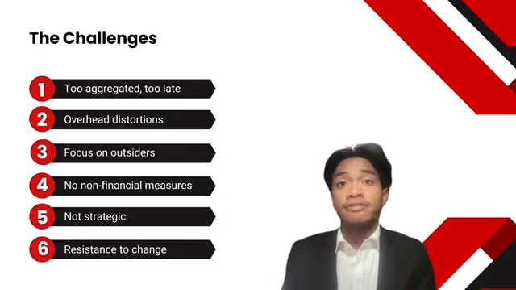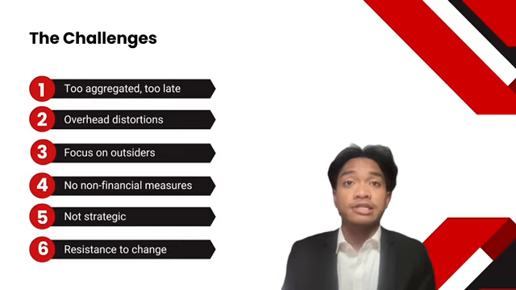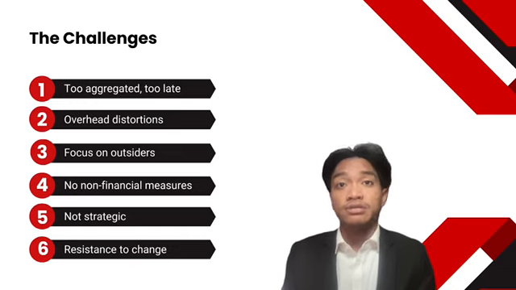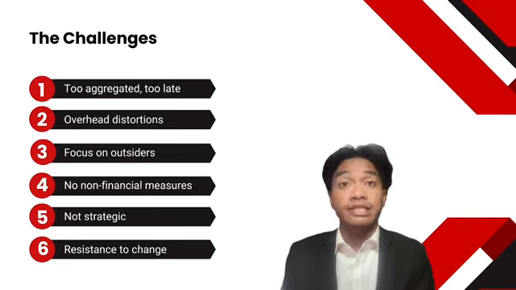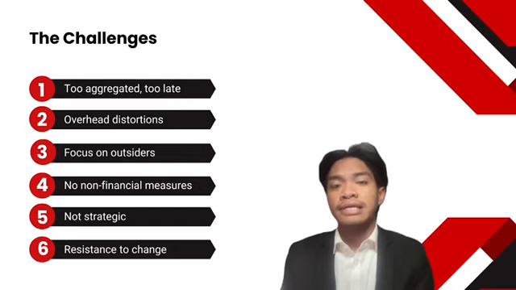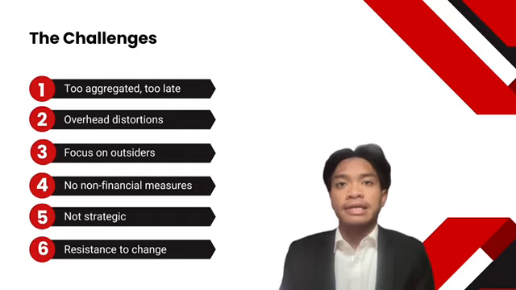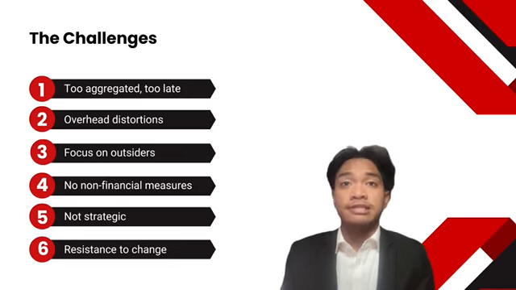And the third is focus on outsiders. Systems were designed for investors and regulators, not for managers making quick decisions. The fourth, no non-financial measures. There was nothing like customer satisfaction, product quality, and also delivery times, which were becoming key in global competition. And the fifth is not strategic. Accounting was focused on the past, not the future. And the last one is resistant to change. Legacy systems and conservative practices held firms back.